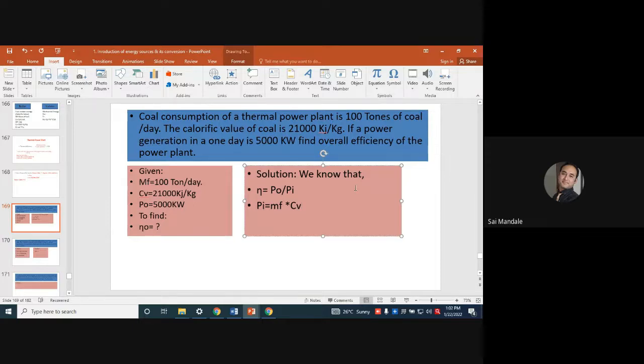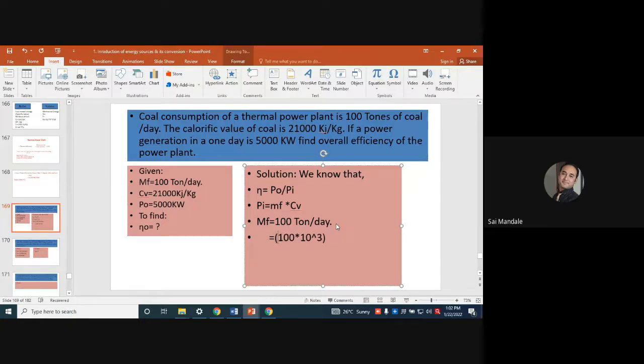What is the mass of fuel? The mass of fuel is 100 ton per day. But we don't want this per day. We want this in kg per second. How to convert ton per day into kg per second? 1 ton stands for 1000 kg. So 100 ton stands for 100 into 10 raised to 3 kg.